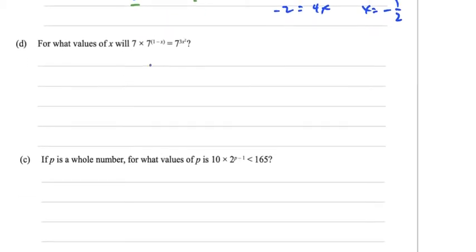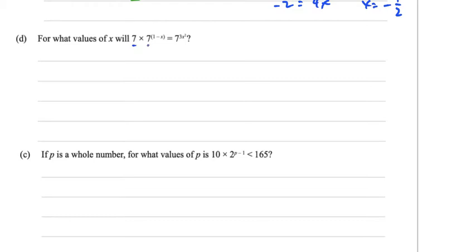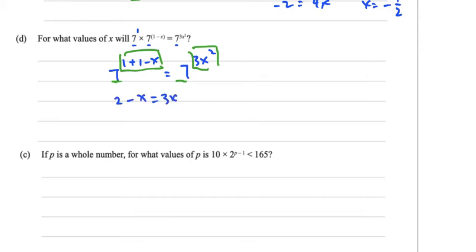Next question. Same story, but they have the same base already. We're going to apply the same rule: if two numbers are multiplied together, you add the power. Brilliant. 7 just means 7 to the power of 1. Therefore, on the left-hand side, we should have 7 to the power of 1 plus 1 minus x. On the right-hand side, 7 to the power of 3x squared. If they are equal and have the same base, their power must be the same. Let's write down: 1 plus 1 is 2 minus x equals 3x squared.